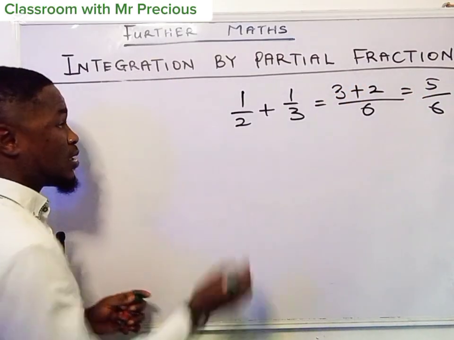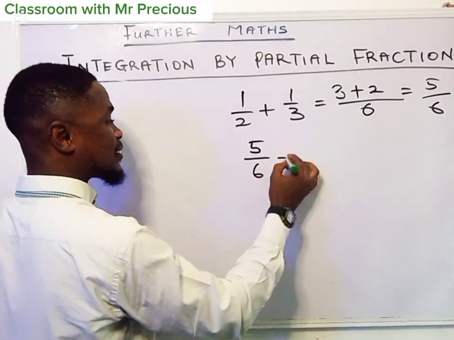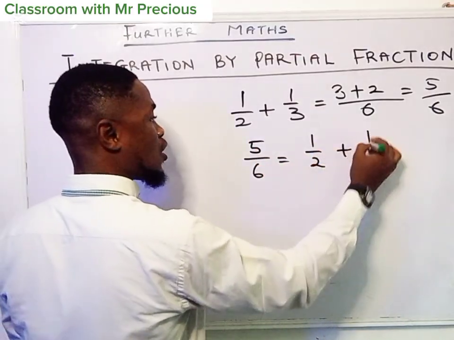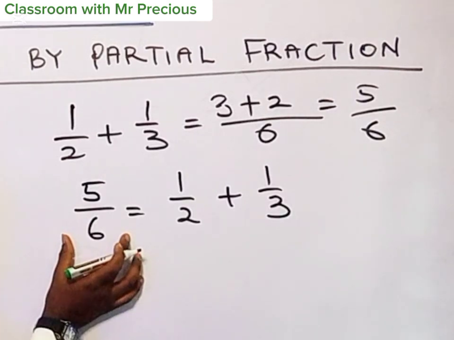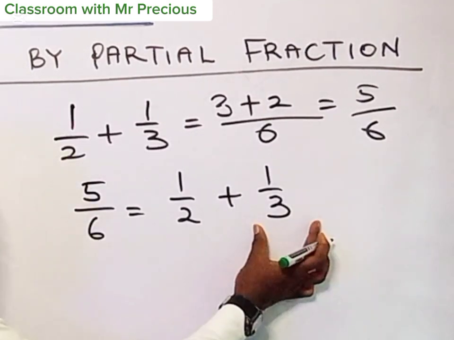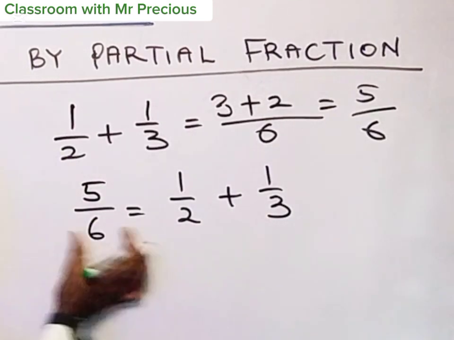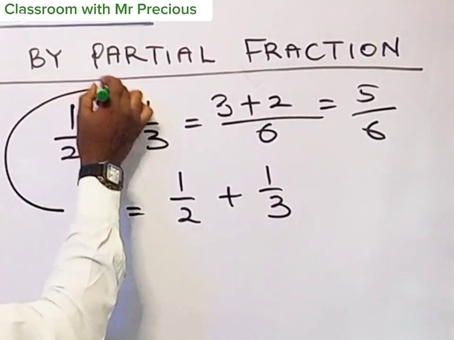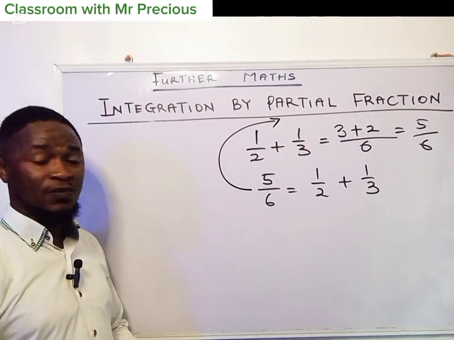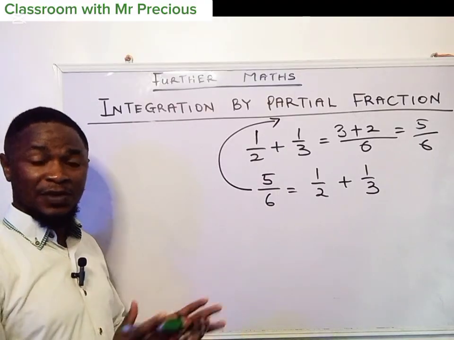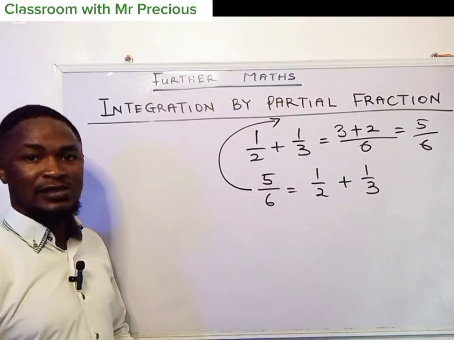Is that not so? So that means you can say that 5 over 6 is 1 over 2 plus 1 over 3. See the way you simplify 5 over 6 into 1 over 2 and 1 over 3. This is what is known as partial fractions, and we can do that in integration by simplifying fractions and then integrating them simply.